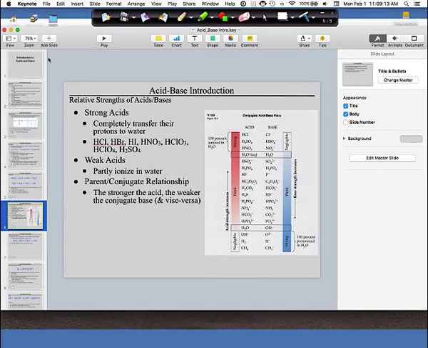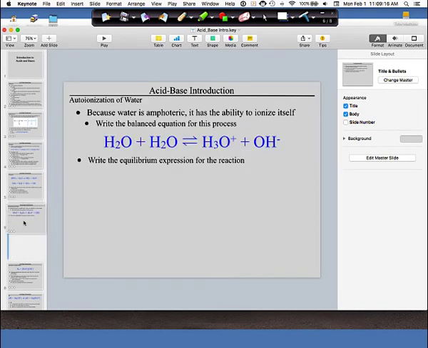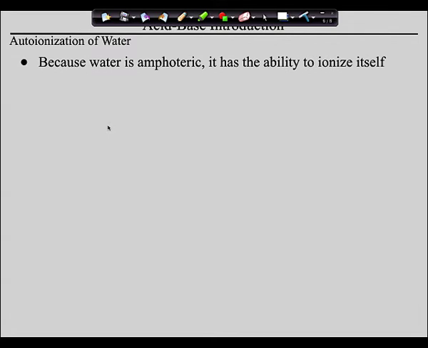Yeah, but guess what? Not only, oh, hold on, let's actually jump. Oh, these slides are out of order. Here, hold on a second. I'm going to just reorder these. These got out of order. So guys, not only is water an acid or a base, but because it's amphoteric, it actually has the ability to ionize itself. You want to write this down.